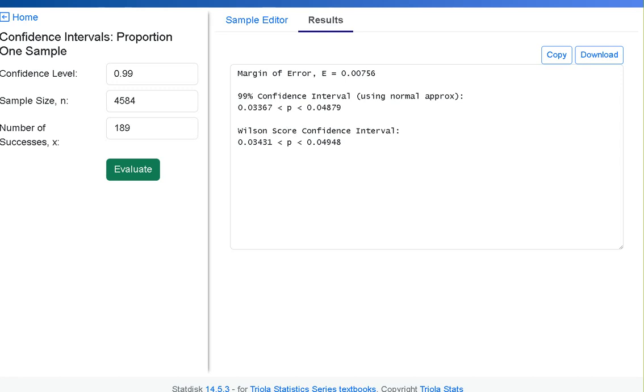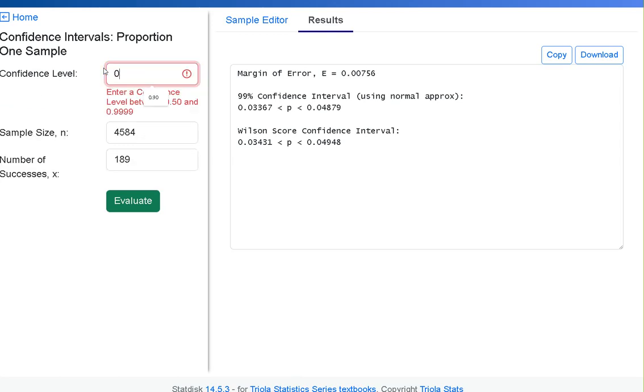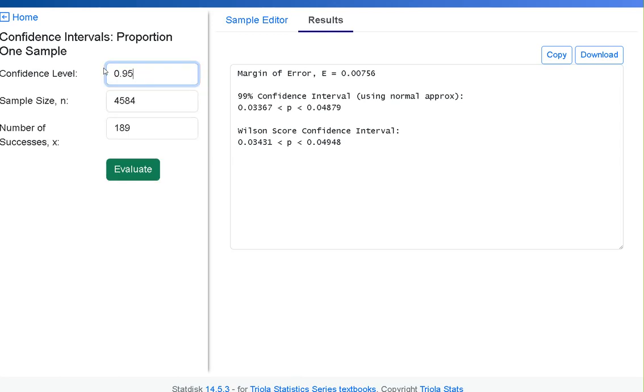Let's see. StatDisk, here we go. We want a 95% level of confidence. Sample size was 599. Number of successes was 154. Bam. So our margin of error was 3.5%. We're not actually asked for that in the problem. It just wanted us to find the confidence interval. So let's take a look at that.